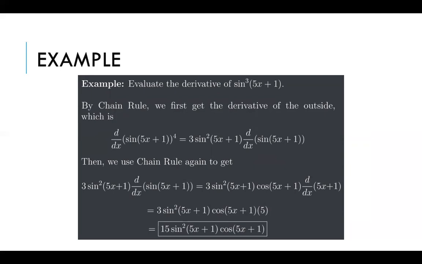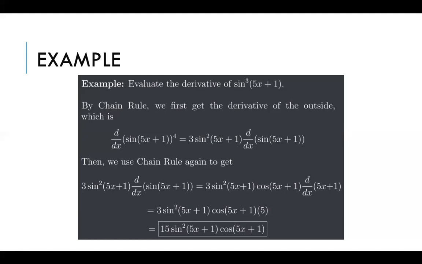Then we differentiate sine quantity 5x plus 1. So we use the chain rule again on this second function that we obtained, which is sine quantity 5x plus 1, to get 3 sine squared quantity 5x plus 1 cosine quantity 5x plus 1, and the derivative of the final function inside, which is quantity 5x plus 1. If we differentiate 5x plus 1, we get 5 using normal differentiation rules.